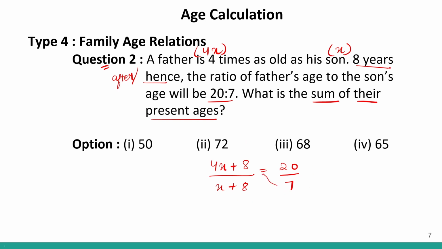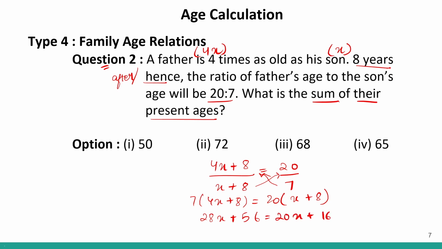If I take 7 this side, it will be 7 times (4x plus 8) equals 20 into (x plus 8). Correct? So 7 into 4, 28x plus 8 sevens are 56 will be equal to 20x plus 160. So if I take 20x this side, it will be 28x minus 20x equals 160 minus 56. So 28x minus 20x will be 8x, and 160 minus 56 will be how much? It will be 104.